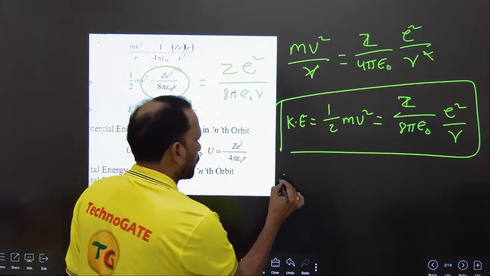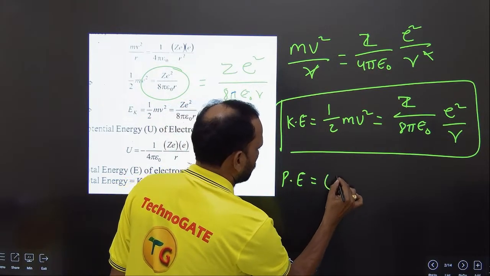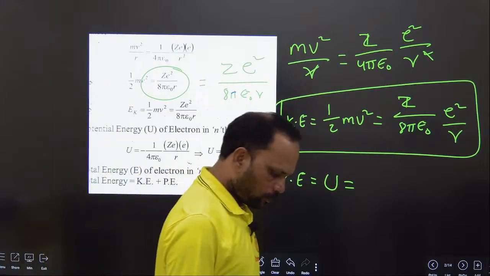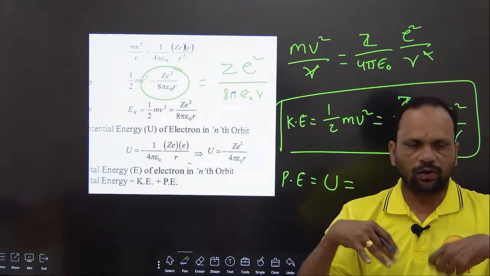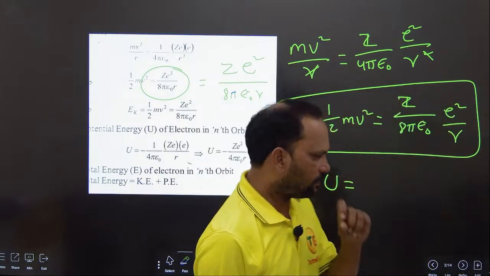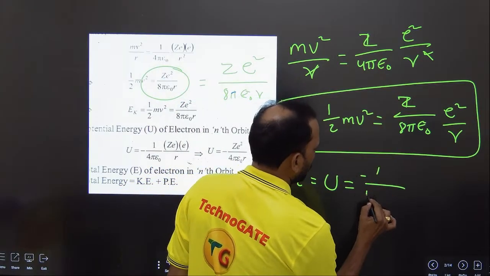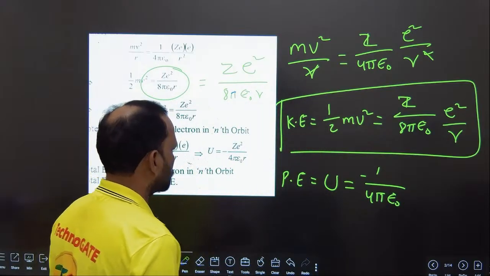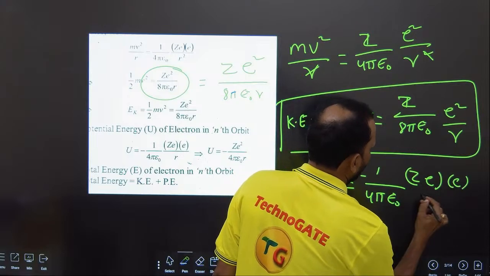Next, what is potential energy? Potential energy is P, that is equal to U. One more thing, potential energy is always negative, because it attracts. So the potential energy formula is minus 1 by 4 pi epsilon naught into Ze into e by r.